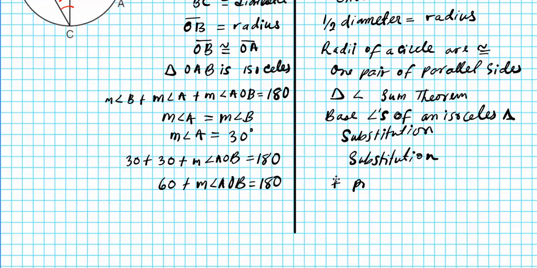That's addition property of equality. And then we can subtract 60 from both sides. And then we end up with the measure of angle AOB as 180 minus 60, sorry, is 120 degrees using the subtraction property of equality. Okay, so there goes your final answer. Measure of angle AOB is equal to 120 degrees.